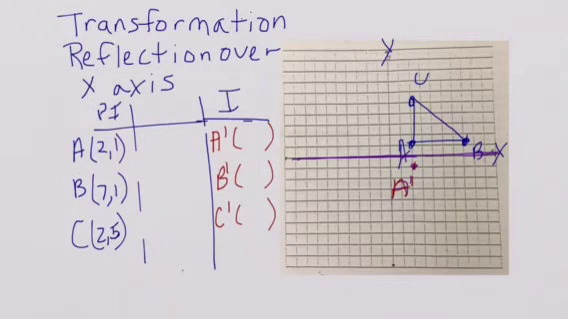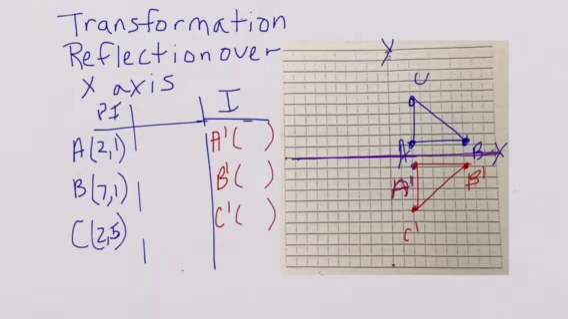And then we're going to go ahead and do the same thing with B. B, we went up 1, so we're going to go down 1, and that's going to be B prime. And then for C, from the x-axis, we went up 5. 1, 2, 3, 4, 5. So we're going to go from the x-axis down 5. 1, 2, 3, 4, 5. And that's going to be our C prime. So you'll notice that not only did the triangle change, but it flipped over the x-axis.